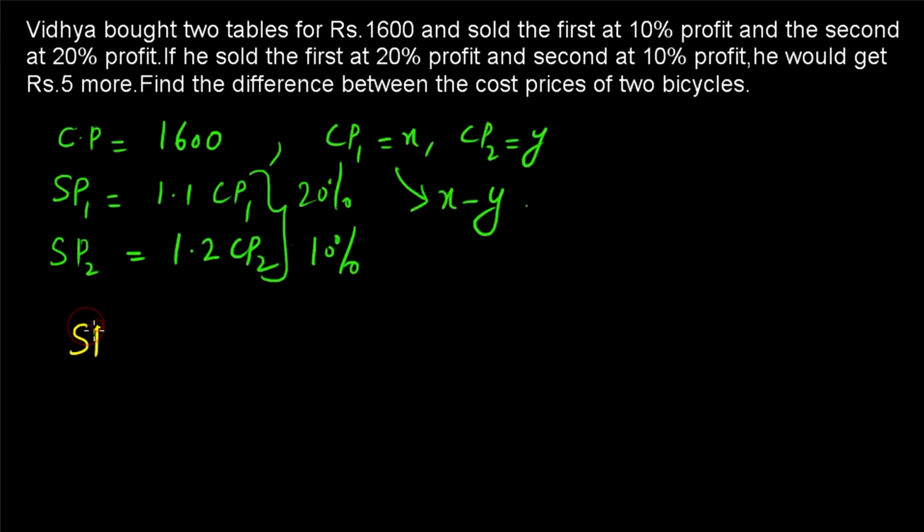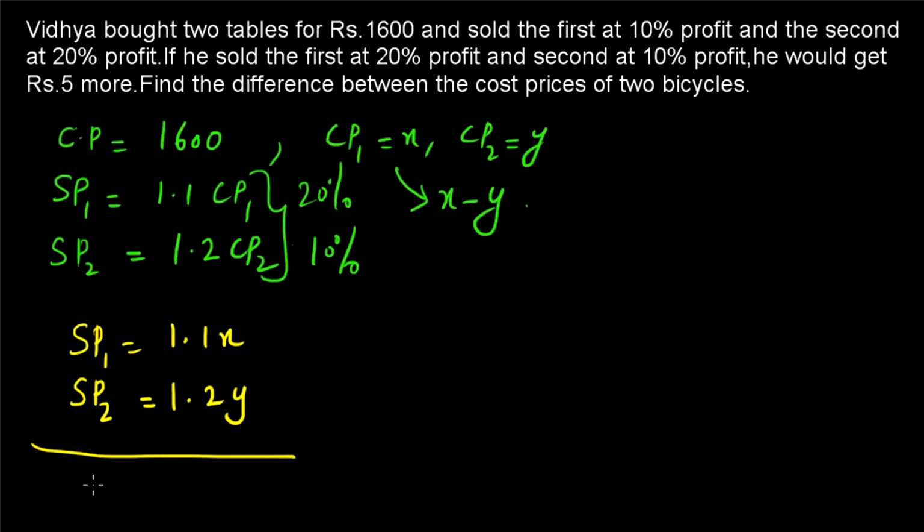So SP1 is equal to 1.1X, where X is the cost price of the first. The first is sold at 10% profit and the second is sold at 20% profit, so 1.2y. The total selling price in the first case will be equal to 1.1x plus 1.2y. Okay, so that is the total selling price in the first case.